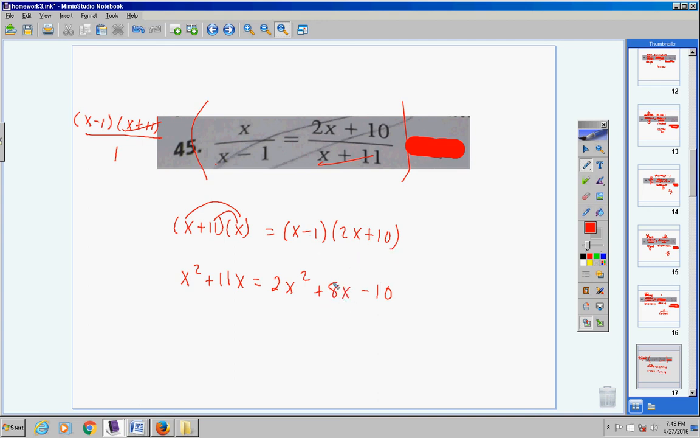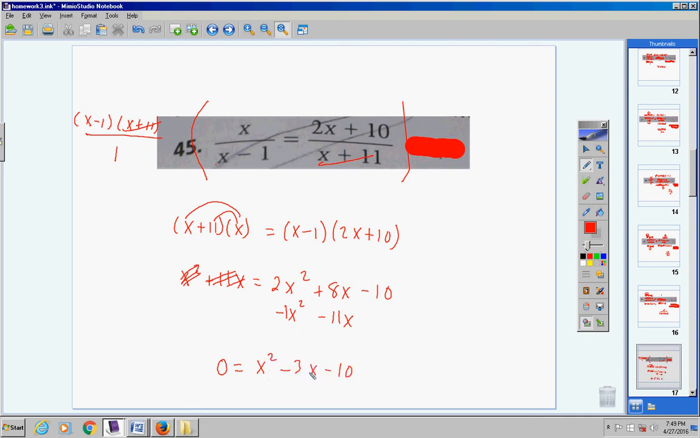Now, you should notice right away you have a quadratic equation, so you want to get one side equal to 0. So bring your x squared over, make it a negative x squared. Bring your 11 over, make it negative 11. And we're left with 0 equals 2 minus 1 is 1x squared, 8 minus 11 is negative 3x. Bring down your negative 10.